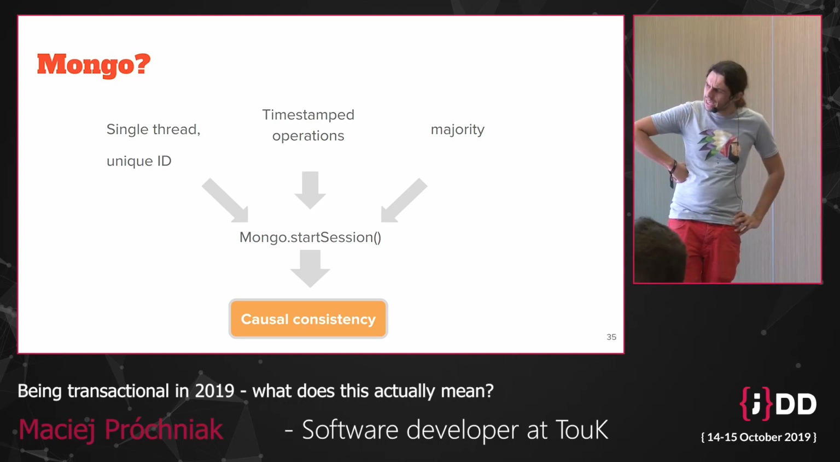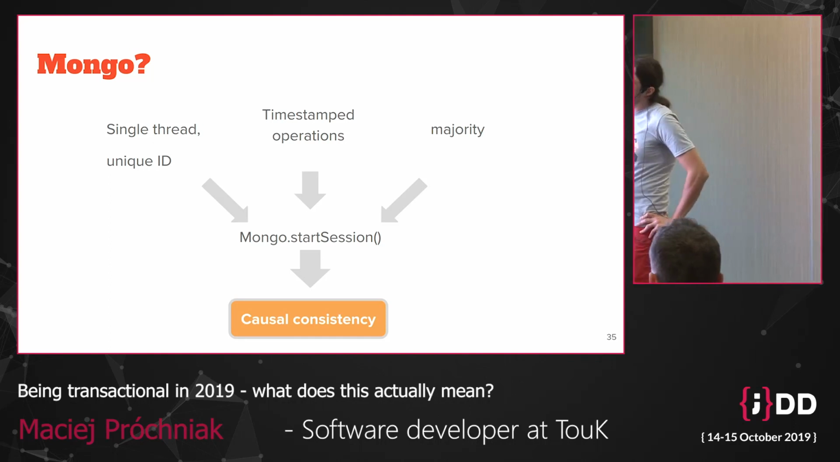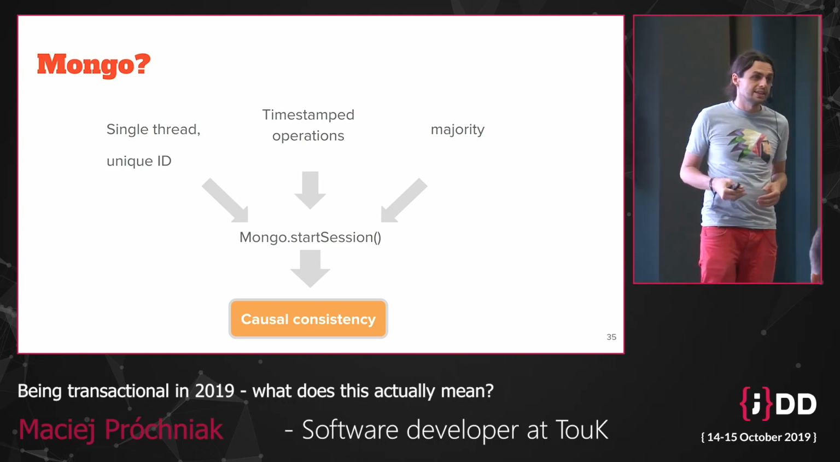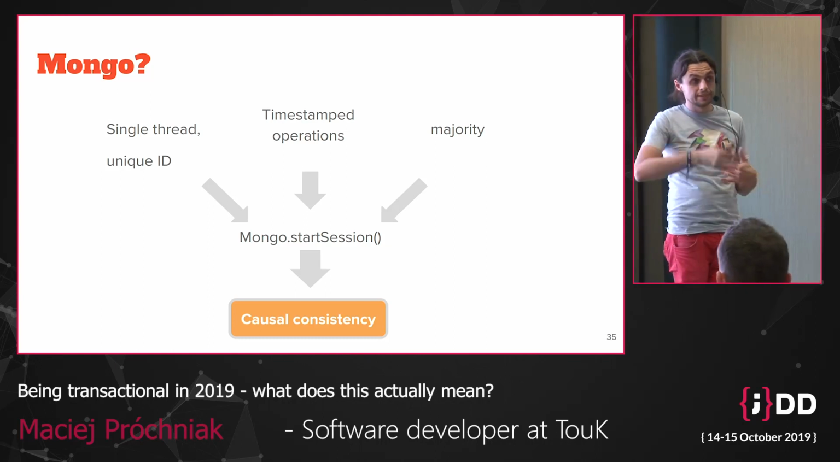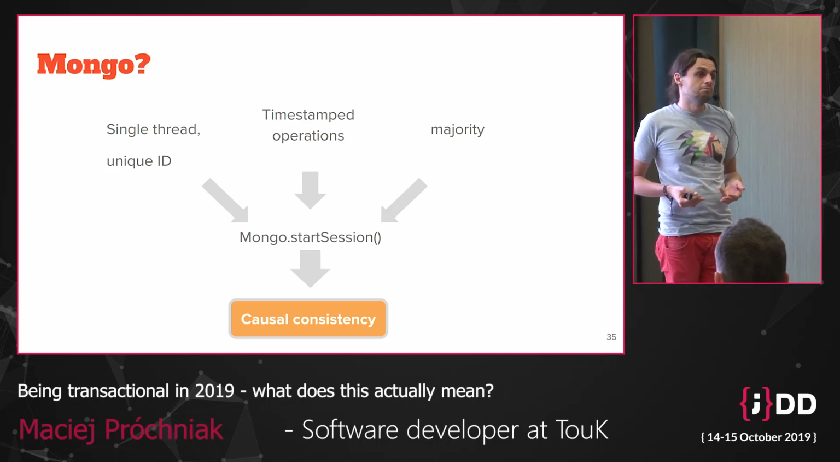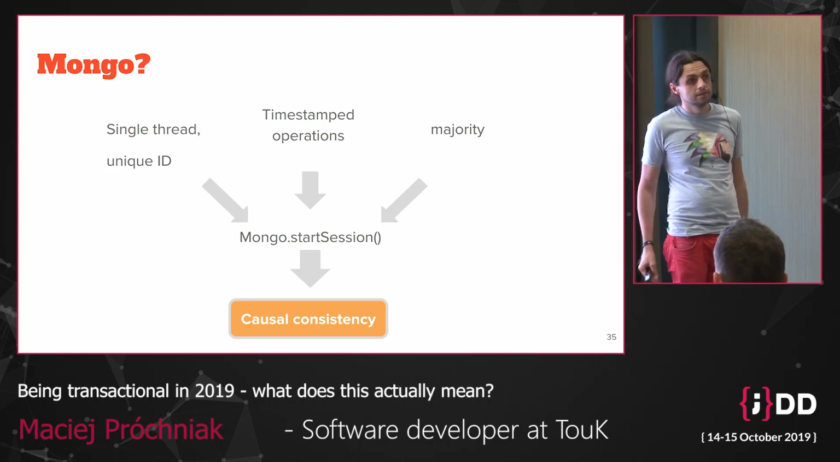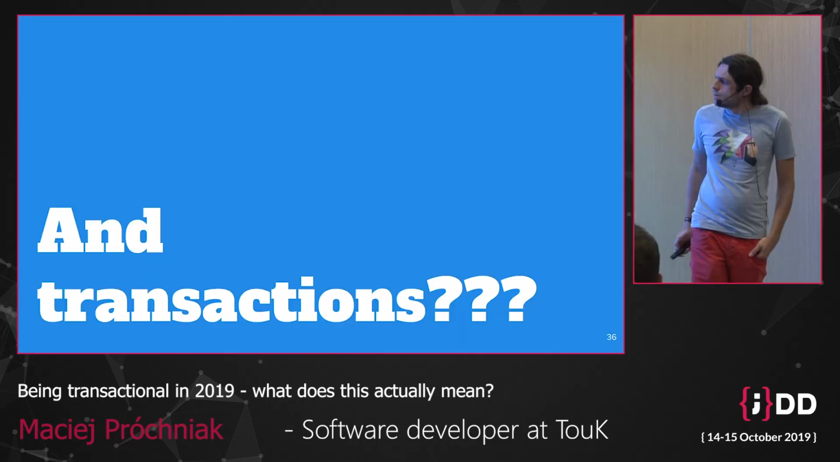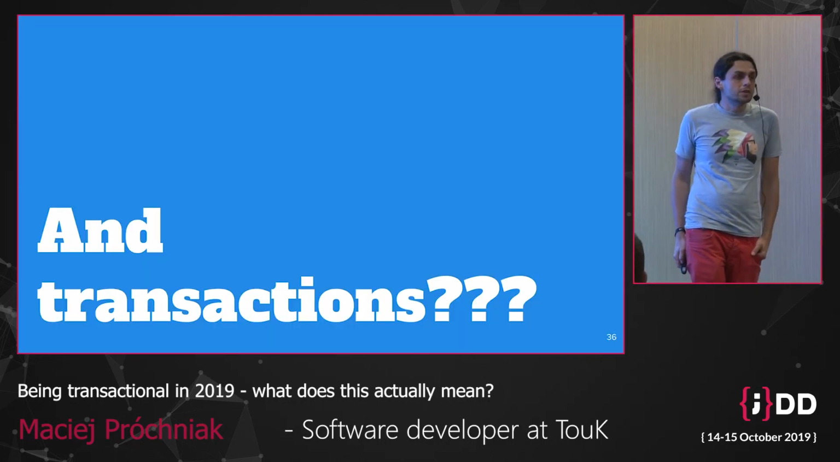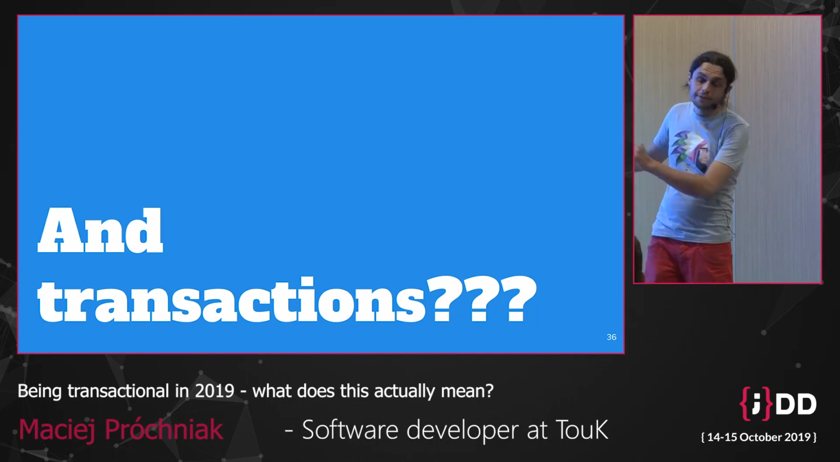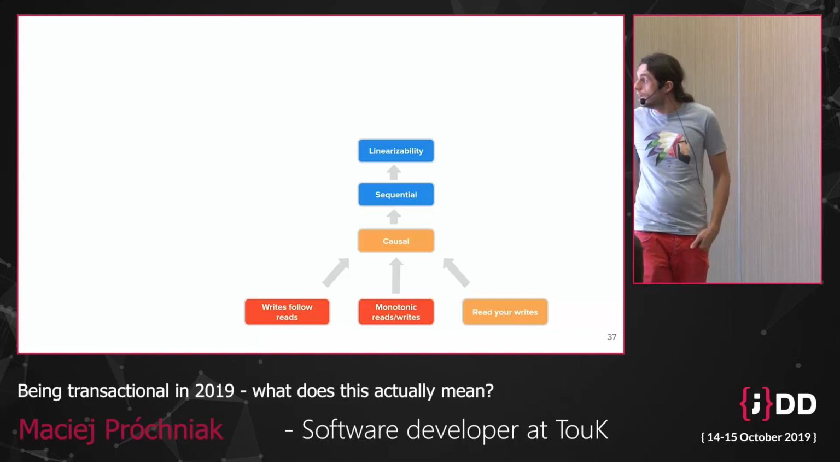And if you think about it, this notion of session, about the single thread, that we have start session and end session, and consistency guarantees inside, this kind of resembles the notion of transaction, right? So we may very well wonder, what about multi-document transactions? How do they fit into this model that I've shown you?